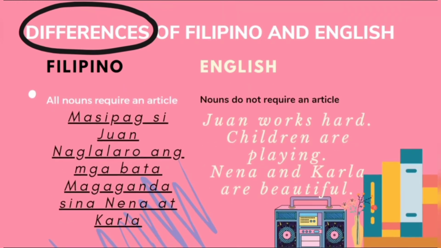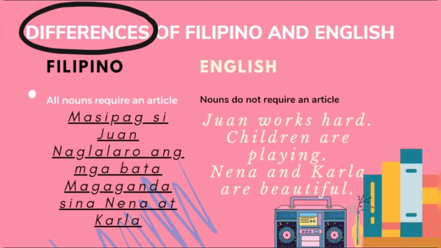Last but not the least, in Filipino, all nouns require an article, while in English, nouns do not require an article. Let's have these sentences as examples. First, masipag si Juan. You cannot delete the article si because it will sound weird. Masipag Juan. It feels like there's something missing. That's why we need the article si, masipag si Juan, to complete the whole sentence. While in English, we definitely don't need an article.